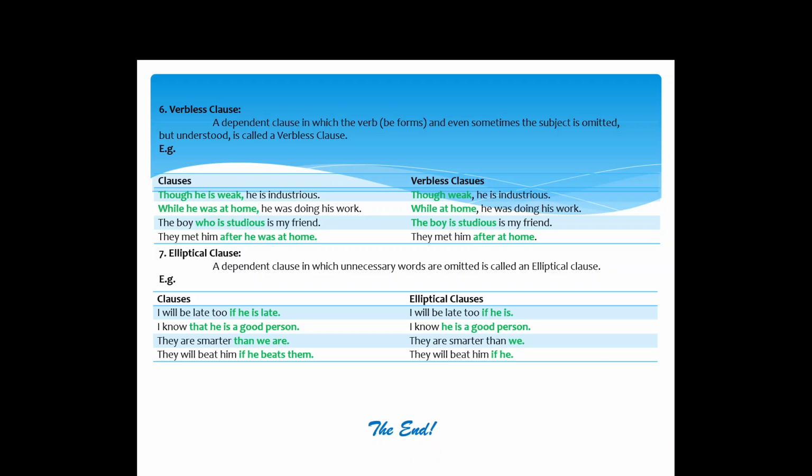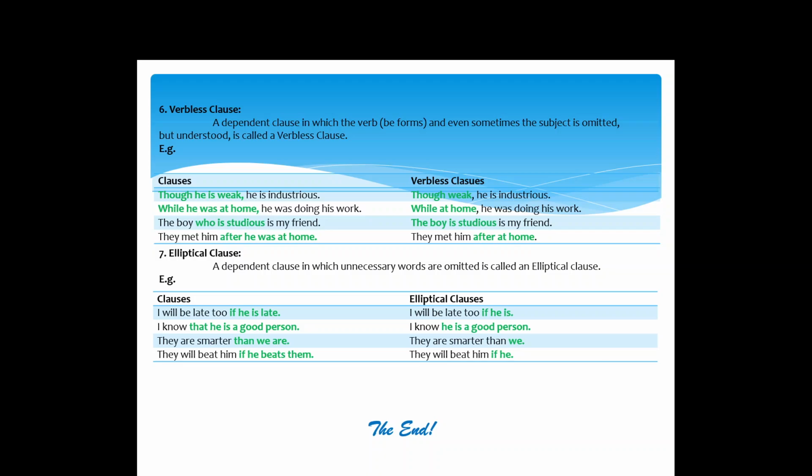The second example, while he was at home, he was doing his work. While at home, now see he is removed and was is removed. So while at home, he was doing his work. So while at home, he was doing his work is also giving complete sense, and therefore it's called verbless clause. So because verb is missing here and subject is also sometimes omitted, so here it is omitted, you can see it.